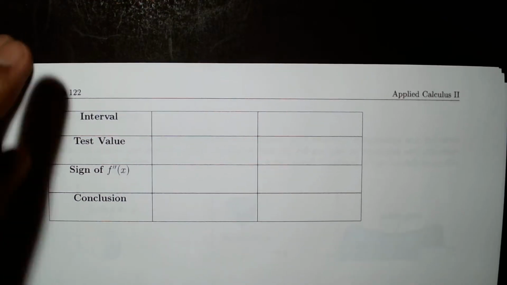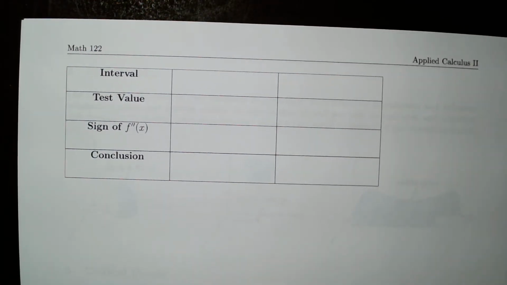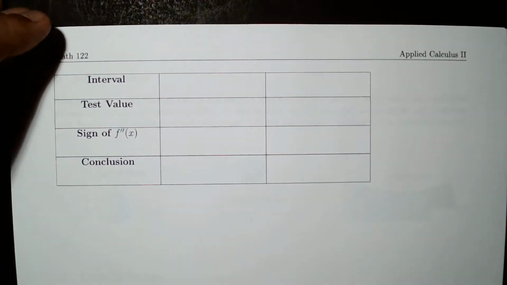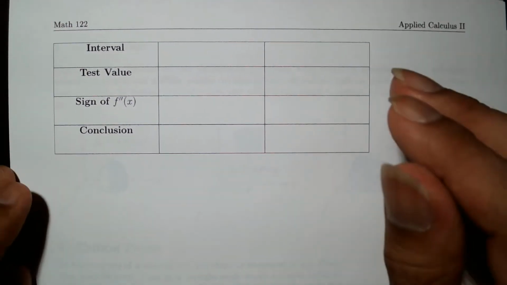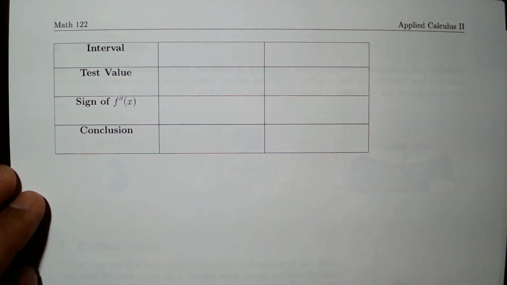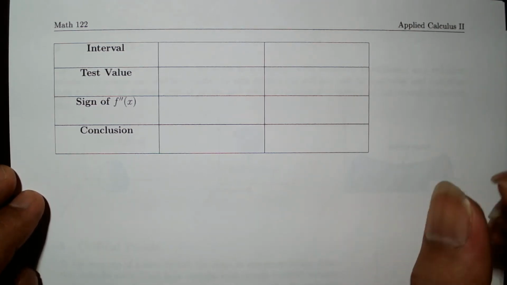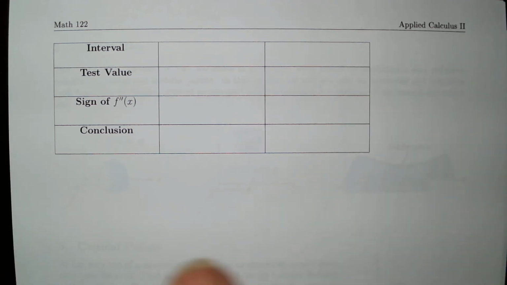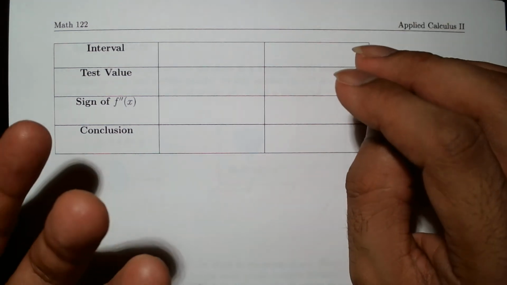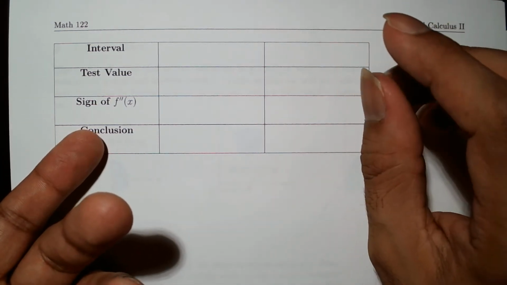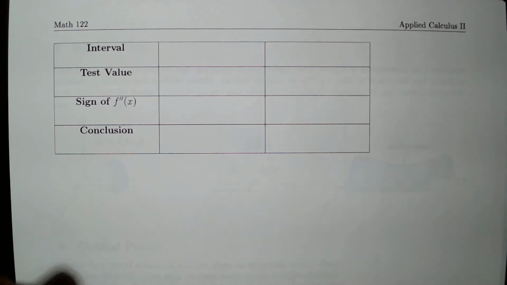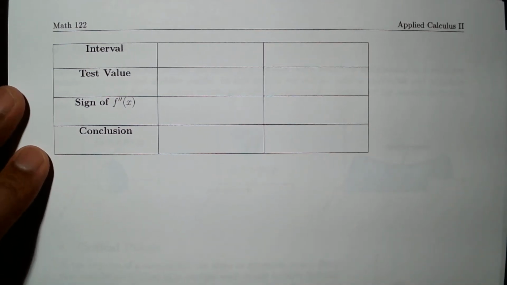In the next page we are going to do the same, but now we are going to use the second derivative test. The second derivative test will tell us the intervals in which a function is concave up or down, and if we have inflection points, that is, points in which the graph changes its concavity. So I'm going to take the second derivative of this function.